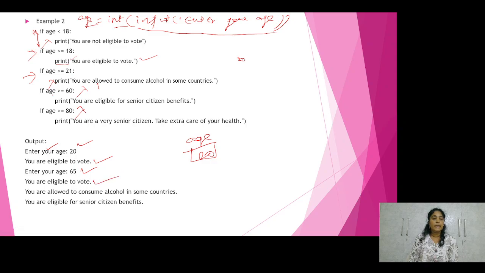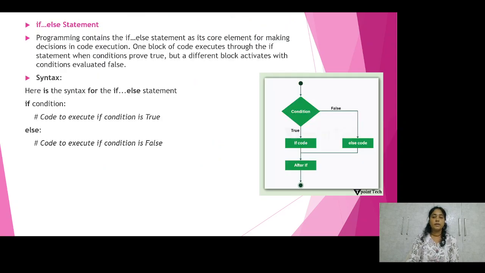Okay. And is 65 greater than or equal to 21? Yes. So you are allowed to consume alcohol in some countries. That will be printed at console. Is 65 greater than or equal to 60? True. True means again this: you are eligible for senior citizen benefits. Is 65 greater than or equal to 80? No. False. So that's how if works: the execution depends on the result of the condition.